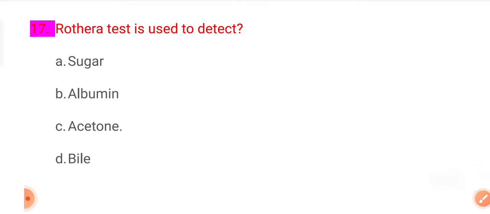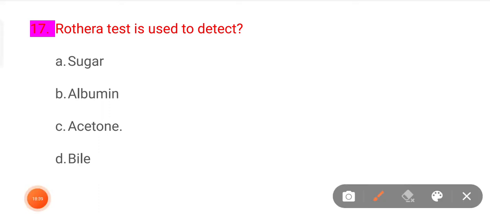The next question is, Rothera test is used to detect. So what is the purpose of Rothera test? The options are option A, sugar, option B, albumin, option C, acetone, option D, bile. The right option is option C, acetone. To find out the acetone, we can use Rothera test.